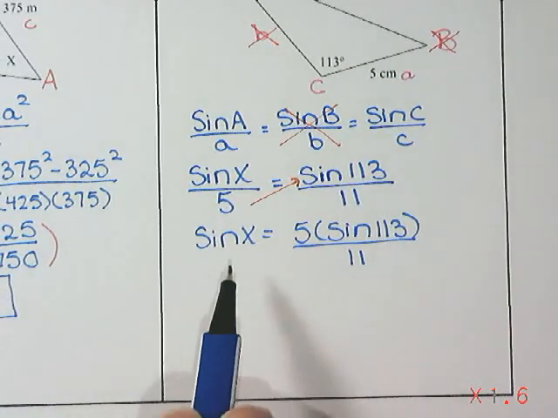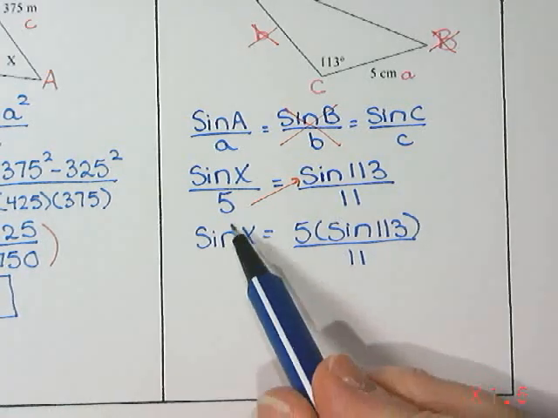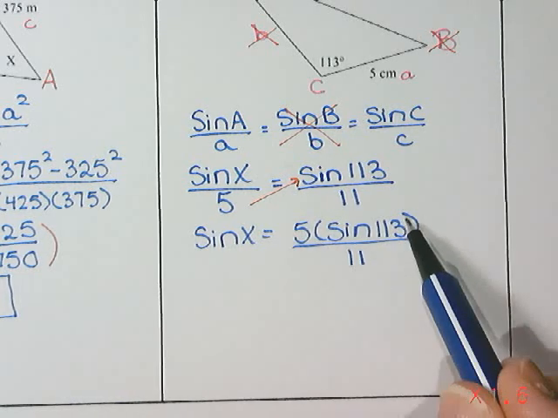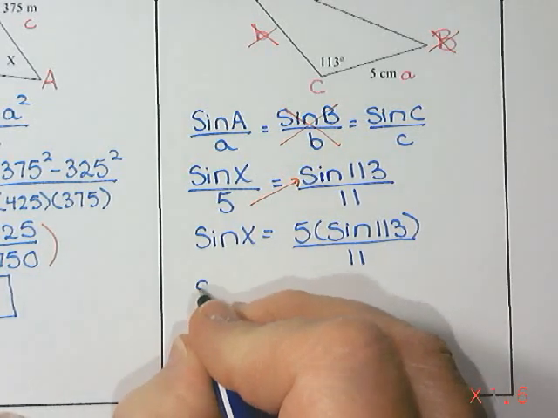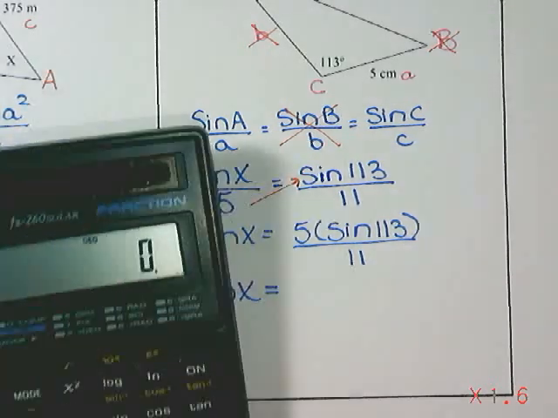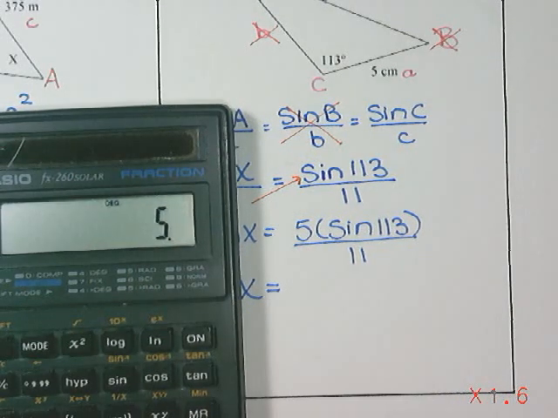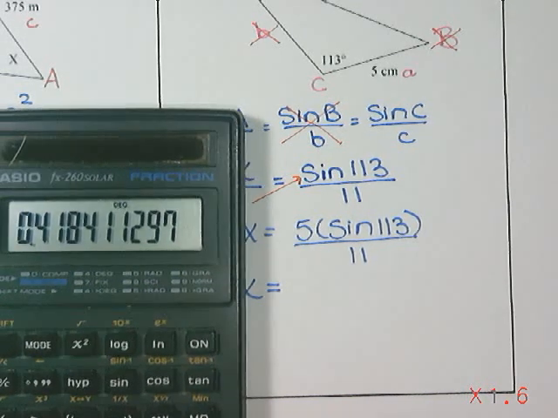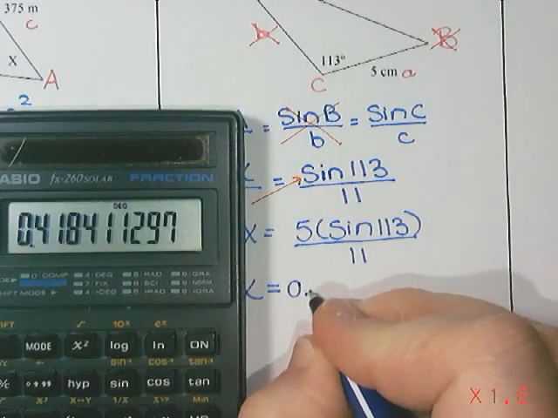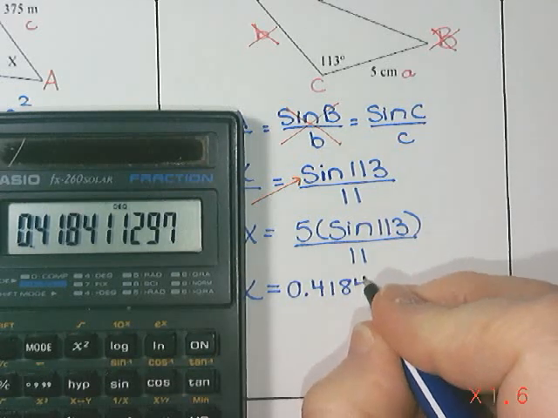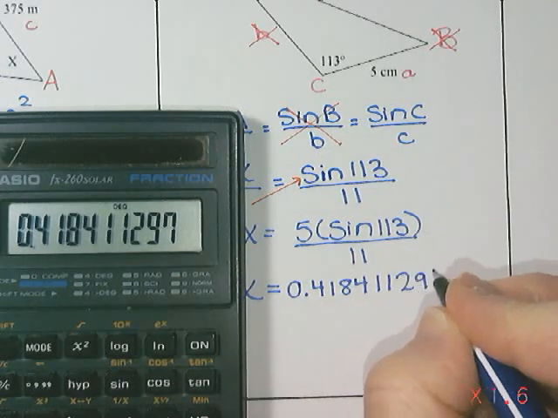Before I go any further, I have a choice to make. I can either try to eliminate the sine by doing the inverse sine, or I can try to calculate this number first. And I think for most people, it's probably easier if we calculate that number first as a decimal. So I'm going to do 5 times sine of 113 and then divided by 11. Now, because this is not my final answer, I do actually need to write the whole thing down. So I have 0.418411297.